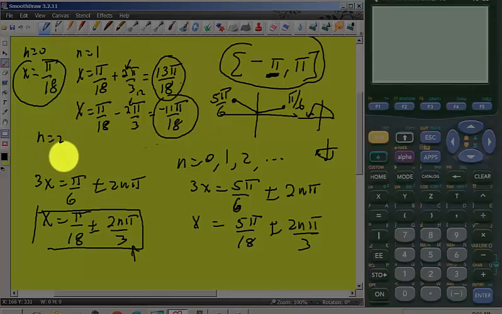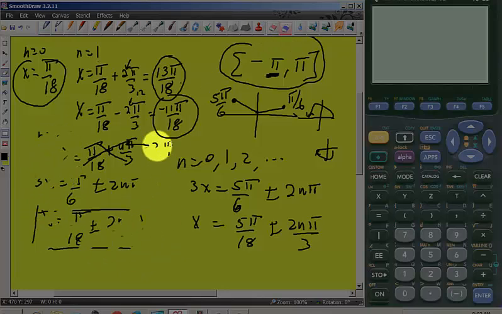Okay, I'm going to get x is equal to pi over 18 plus 4 pi over 3. Now, when I find a common denominator, that turns into 24. Okay, 24 plus 1 is 25 over 18. 25 over 18 is bigger than a pi, so I can stop right there. And same thing happens in the negative direction, so that's done. Okay, so I have taken care of only half of the problem. Now I got to take care of this other half.